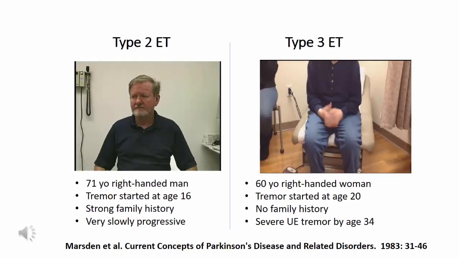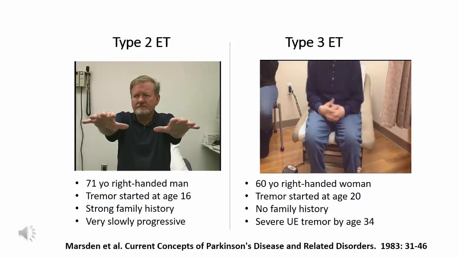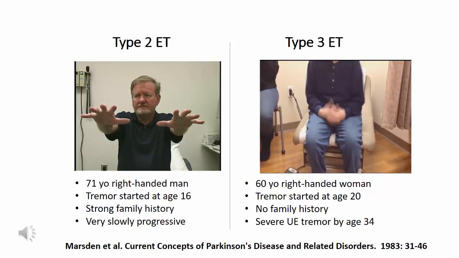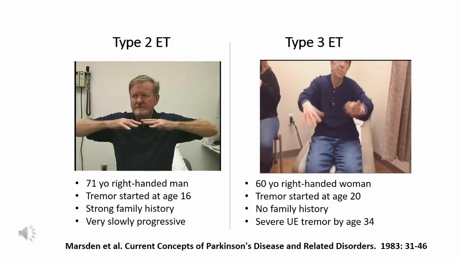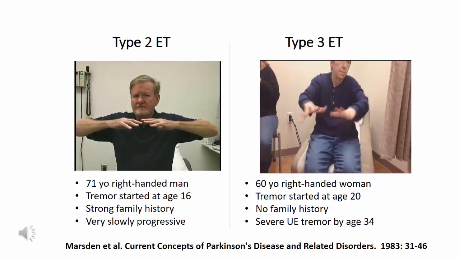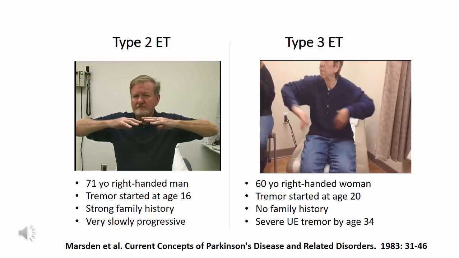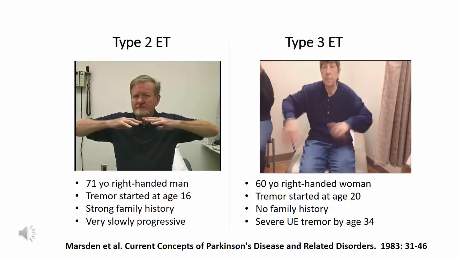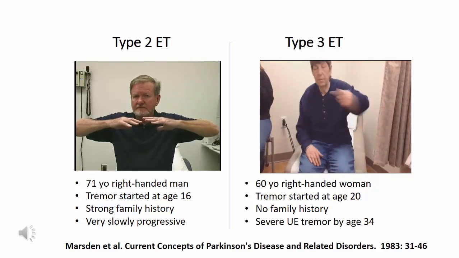David Marsden suggested two essential tremor subtypes that he called type 2 and type 3, and both of these subtypes are still relevant today. It is clear from epidemiologic studies that type 2 essential tremor is the most common form of essential tremor in the general population. These patients are mild and usually have a strong family history of tremor. Their tremor is very slowly progressive, and most people with this condition have not seen a physician for their tremor.